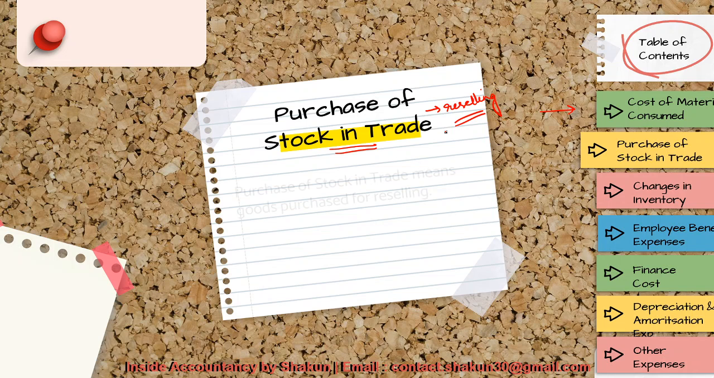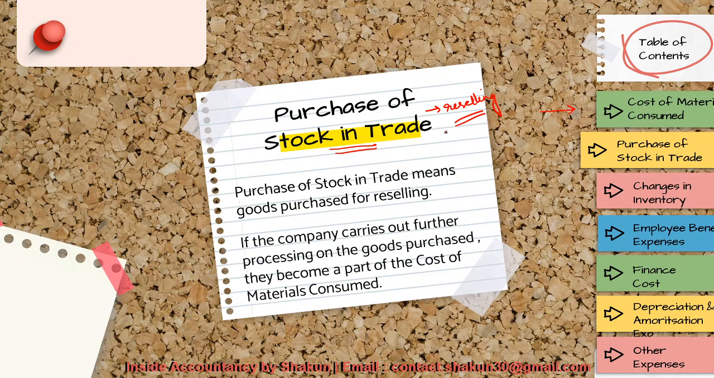If a company has purchased paper for resale, now the paper has been purchased for resale, it will be shown as the purchase of stock in trade. But if the same paper is purchased and some manufacturing is done, some printing work is done, or we are manufacturing copies of it, then that would be a part of materials consumed. So further processing, if done, would be a part of cost of materials consumed, and if it is for reselling, it is purchase of stock in trade.